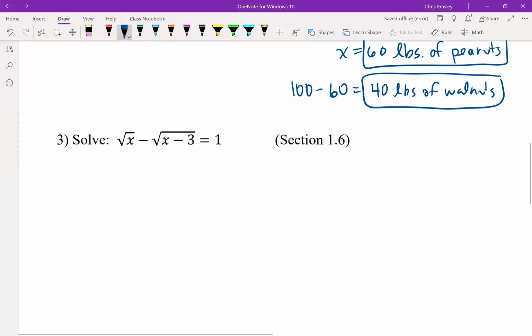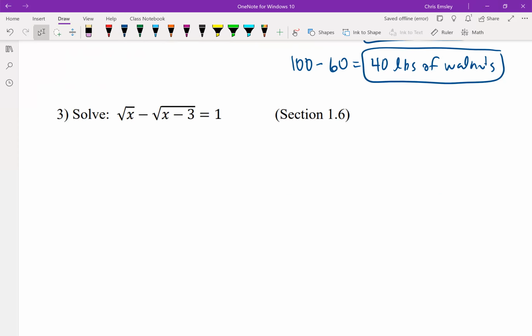Okay, number 3, we have a nice little radical equation here. We need to clear those radicals out. We clear radicals using exponents. However, before we do that, we need for one of these radicals to be alone. We need to isolate one of these radicals. We can start on either one. We can either isolate the square root of x or the square root of x minus 3. I think I'll just go ahead and isolate the square root of x.